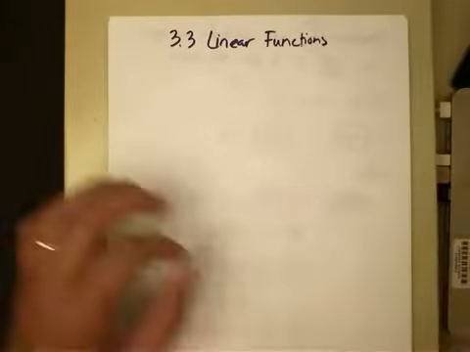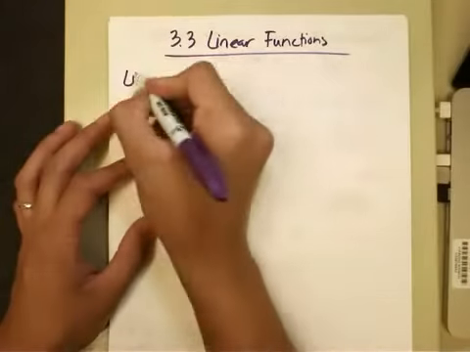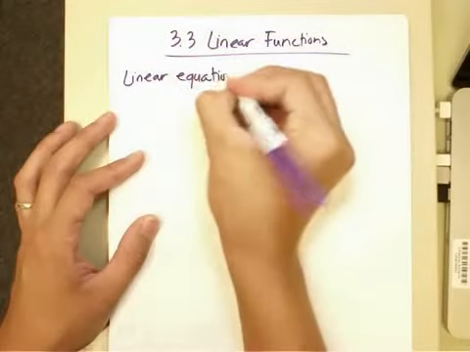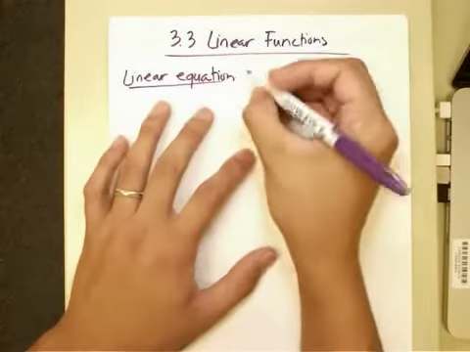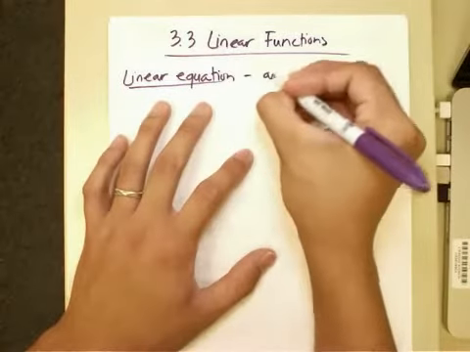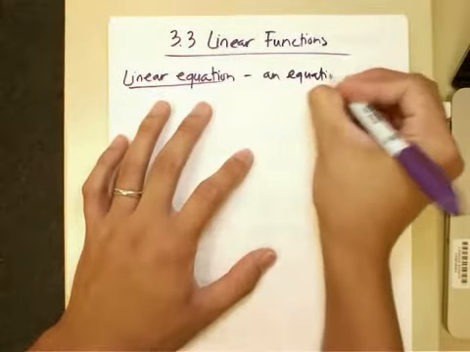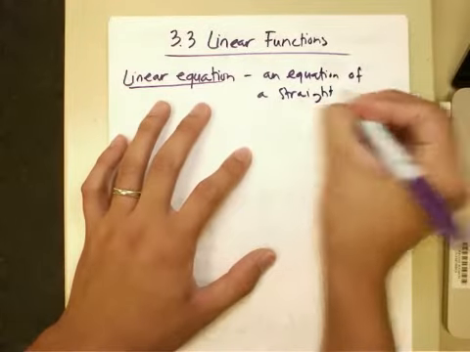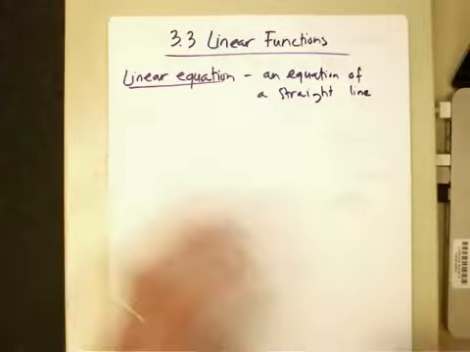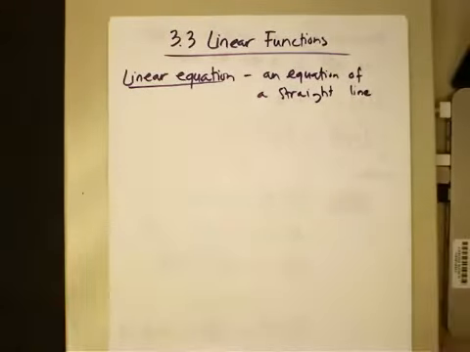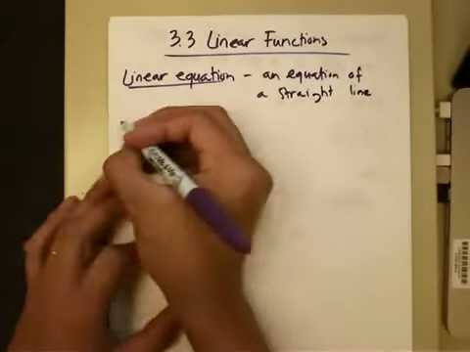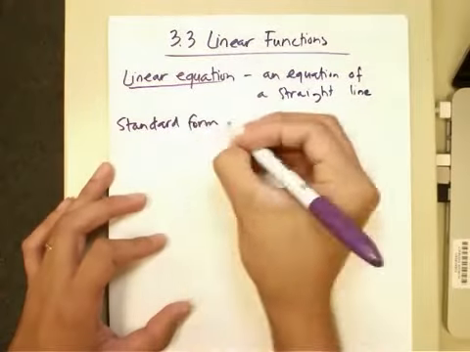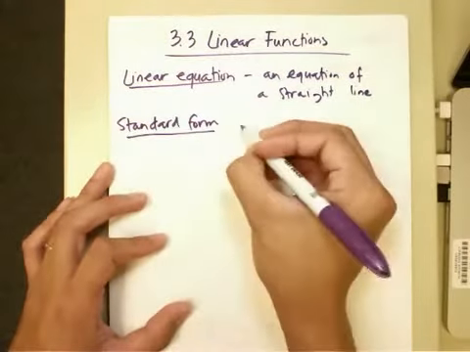So the first vocab word that I want to discuss today is linear equation. It has a specific format to it, but the basic idea is it is an equation of a straight line. Okay, it has several formats, and I'm going to introduce to you the first format. We call it the standard form of a linear function. The standard form looks like the following.